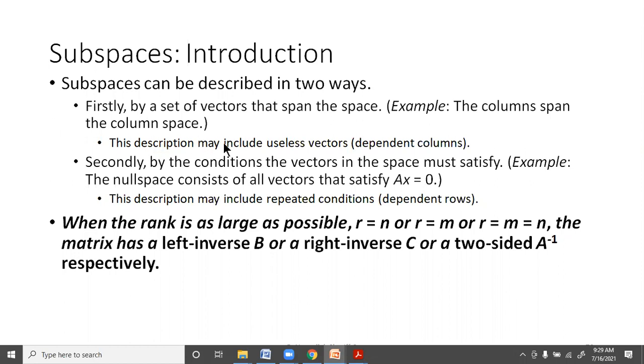Okay, this description may include some vectors which correspond to the pivot variables, and those will be the basis vectors as we call them, and some might be useless vectors, which correspond to the free variables. Those with the free variables are basically the useless vectors. So we can always say that we have some linearly independent columns and some dependent columns, out of whatever vectors are there.